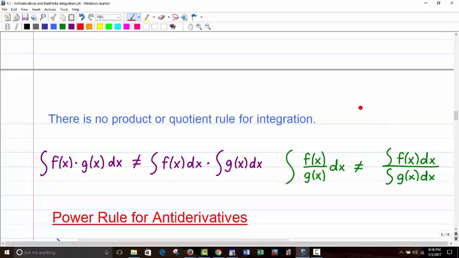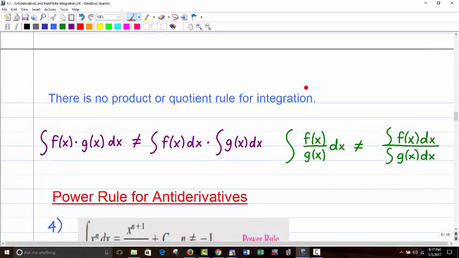Okay, this is very important. There is no product or quotient rule for integration. You cannot take two functions multiplied together within an integral sign and split it up as two integrals multiplied together. That is completely wrong, and it's also completely wrong for division. So once again, you're going to have to find some sort of clever way to deal with it when that comes up.